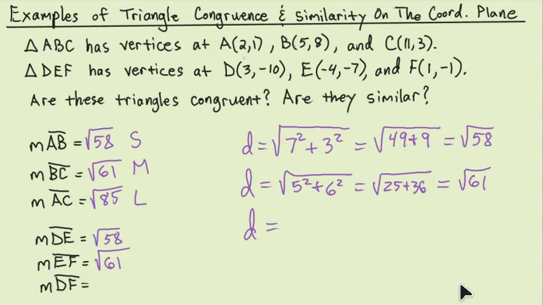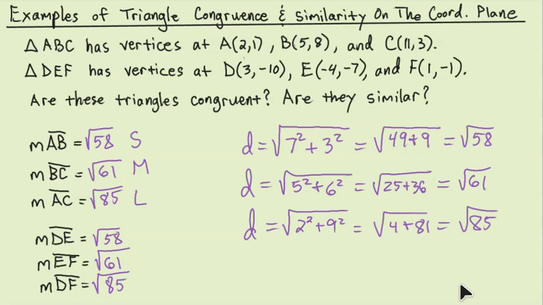So our third distance is going to be from D to F. So how far is it from 3 to 1? 2 units away, so that's the square root of 2 squared plus, how far is negative 10 from negative 1? Those are 9 units apart, so that's 9 squared. So we got the square root of 2 squared is 4 plus 9 squared is 81, and 4 plus 81 is 85, so that's the square root of 85. Yep, we have 3 congruent sides.